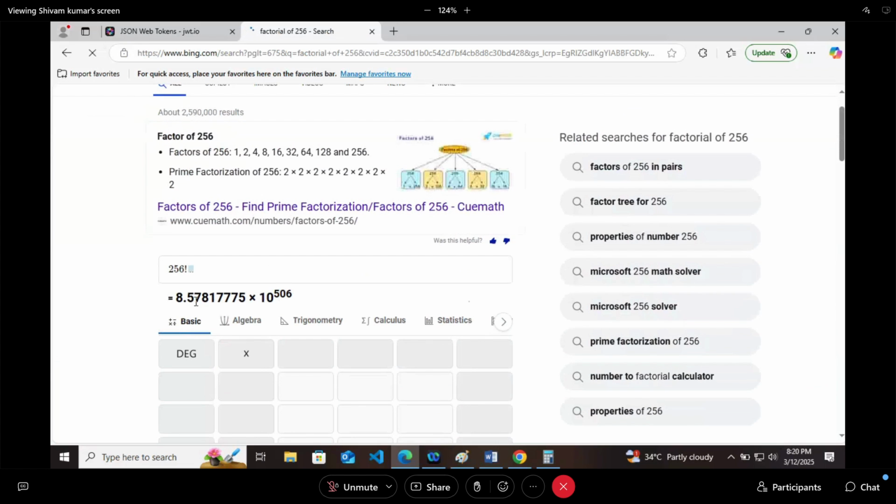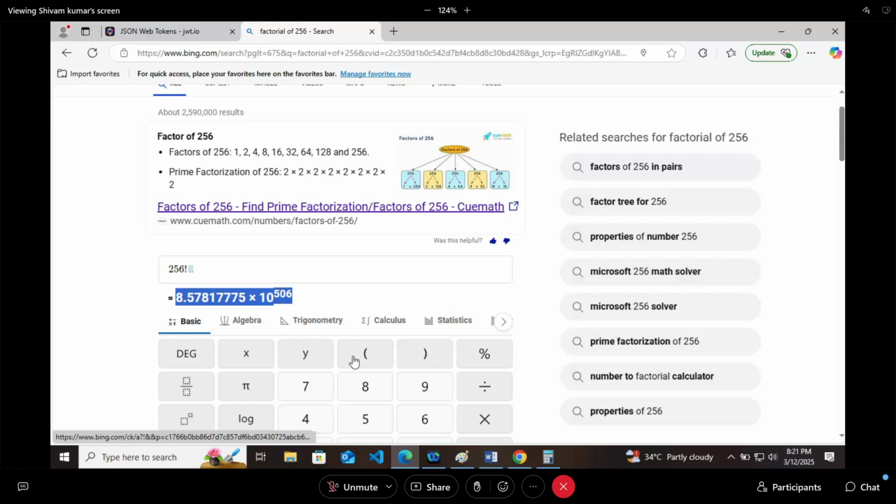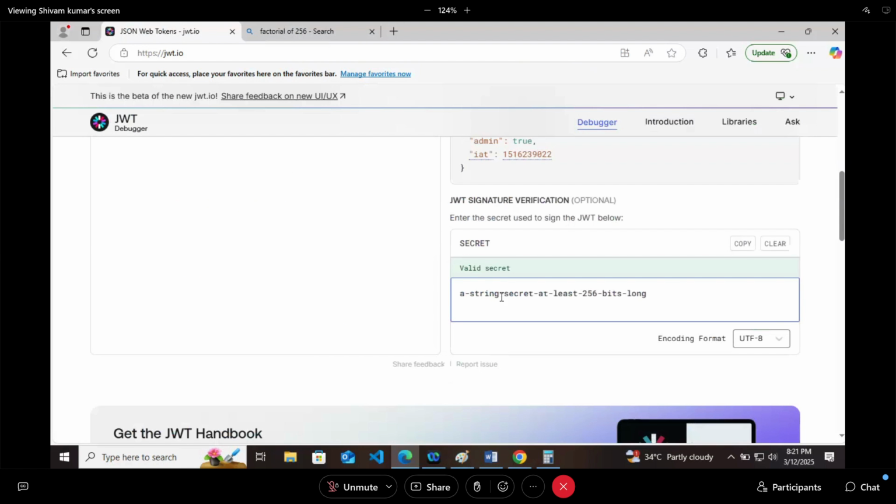So this is 8.10 to the power 506. Like there will be 506 digits. And that algorithm can only calculate till 100 crore. 100 crore means how many digits? 1, 10, 100, 1000, 10,000, lakh, 10 lakh, crore, 10 crore. Like 11 or 12 digits. And that will be having around 500 digits, the password combination. So that's why JSON Web Token works in this way.